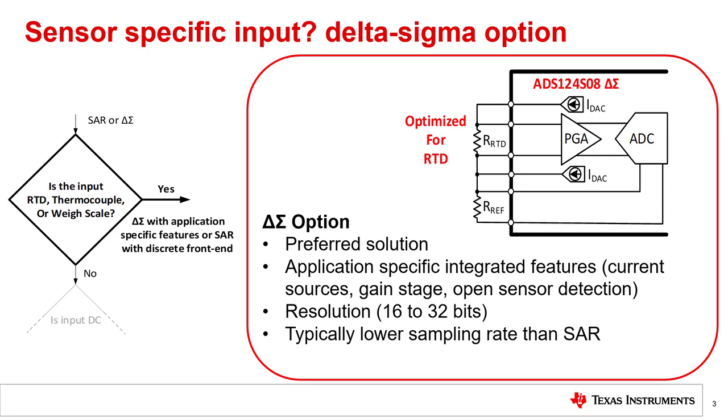For example, an RTD solution will include precision excitation current sources. Thermocouples frequently have open sensor detection and a local temperature sensor for cold junction compensation. Typically, these types of converters are optimized for DC signals and have high resolution. In most cases, this kind of application will be measured using a Delta Sigma, but there may be some exceptions.